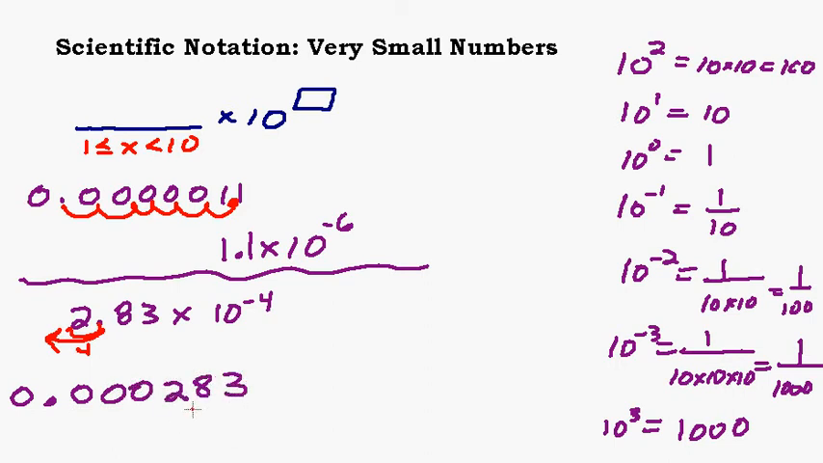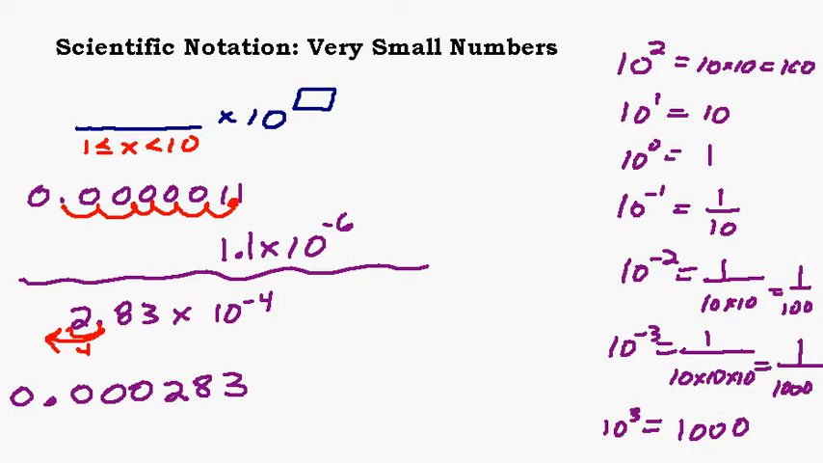My decimal was right here, and then I moved it 1, 2, 3, 4, and that's where it stops because of the negative 4. Well, hopefully that gives you an idea about using scientific notation for very small numbers.